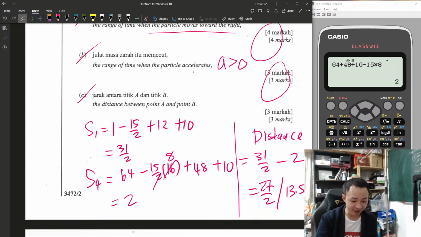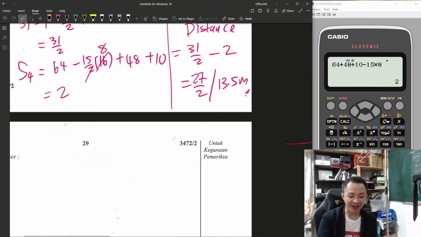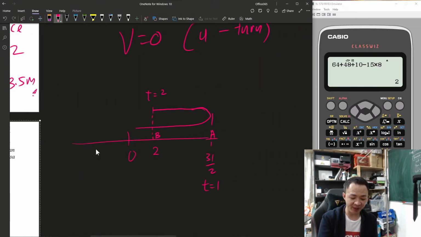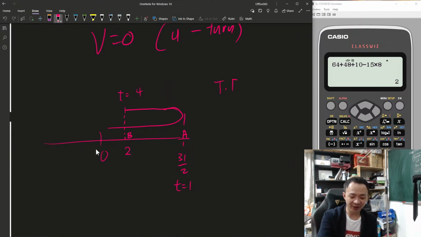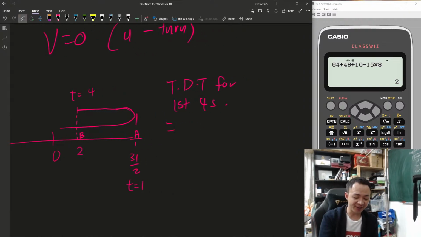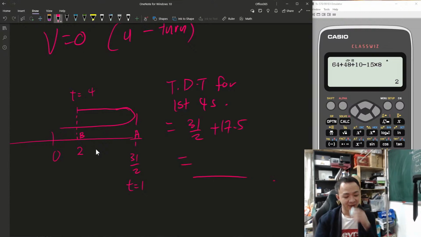They just want the distance difference, right? They don't want how far the particle travels. So the distance between A and B is just a subtraction. If the question wants the total distance traveled for the first 4 seconds, then it's a different story. I will do 31 over 2, plus the distance between them, which is 17.5, right? Then only do I get the total distance, because until 4 here, he makes a U-turn again. Whenever they want to make a U-turn, velocity will equal 0.